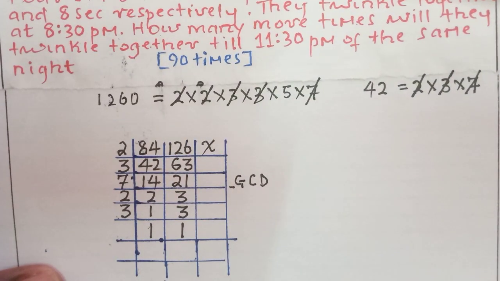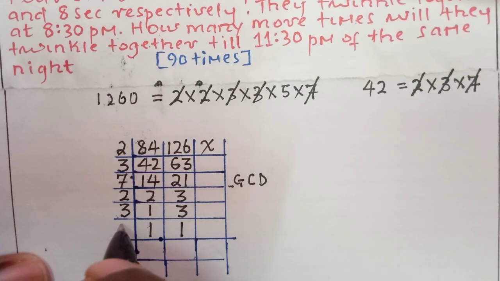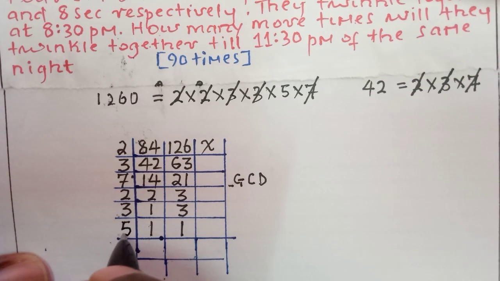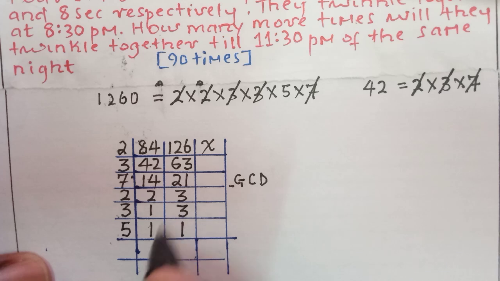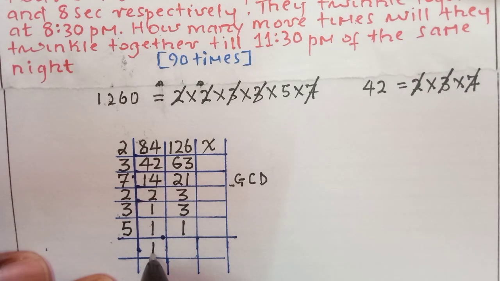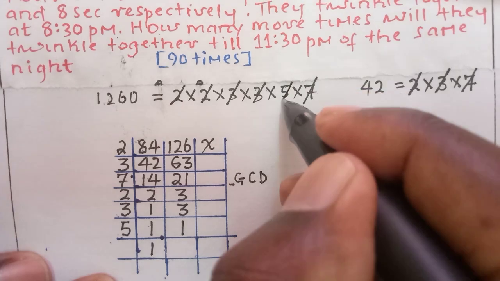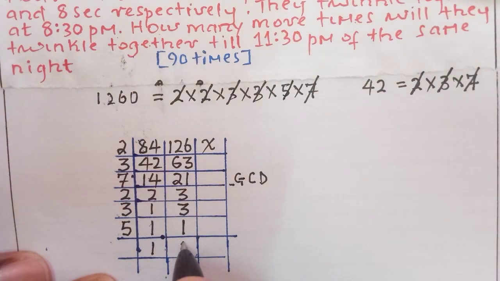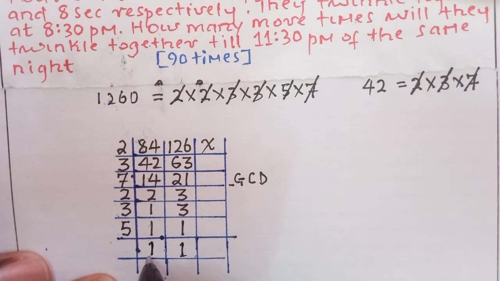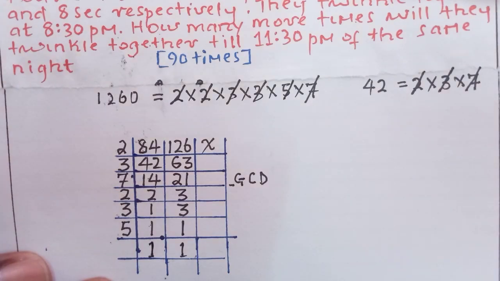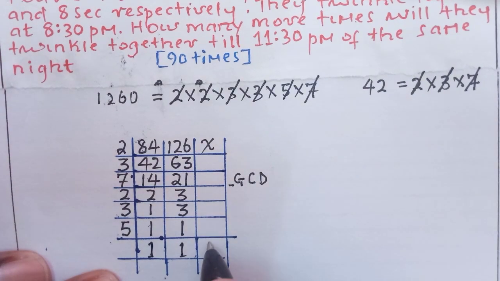Guys, we are now left with the 5. So we write 5 here, and this one will still remain 1. So I can cancel 5 first. Then this one will remain 1. So for us, it means even this one will still be 1 at last.